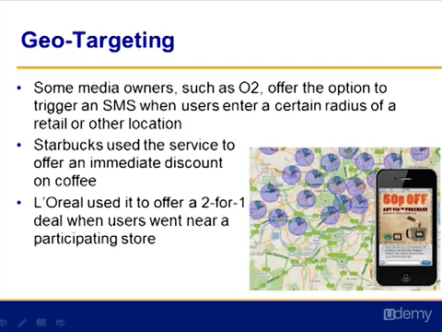I mentioned before the importance of location, and geotargeting is really significant. So, for example, one of the things that O2 More can do is to trigger an SMS by a particular user activity. So, for example, if a user walks into a shopping centre, they can actually send them a text to say, did you know that Marks and Spencer's have an offer on a particular item? Starbucks have used the service to offer immediate discounts, and L'Oreal have used location-based SMS for a 2-for-1 deal.